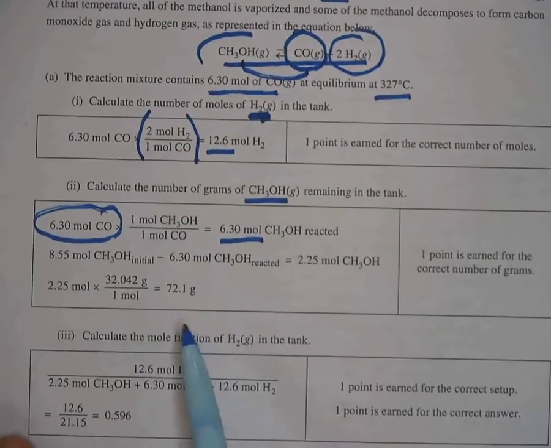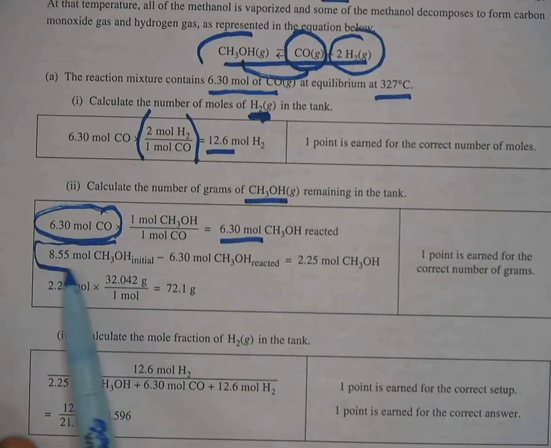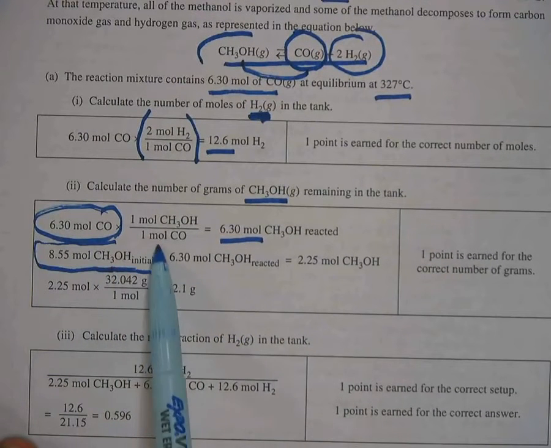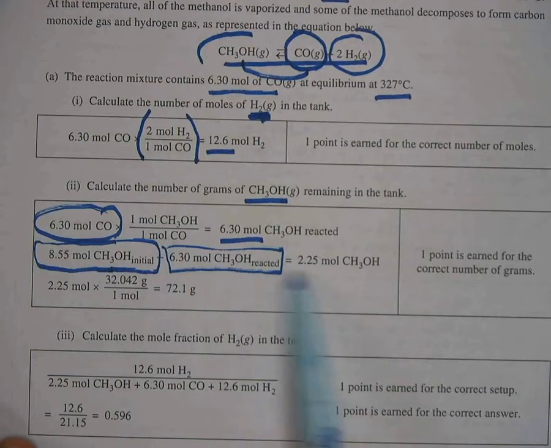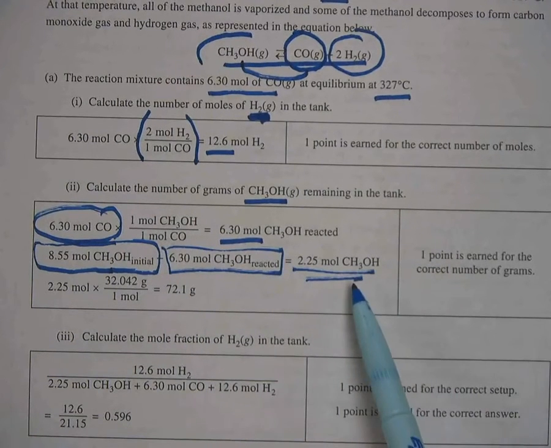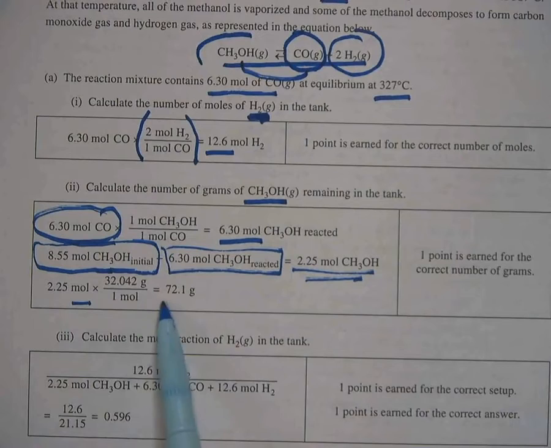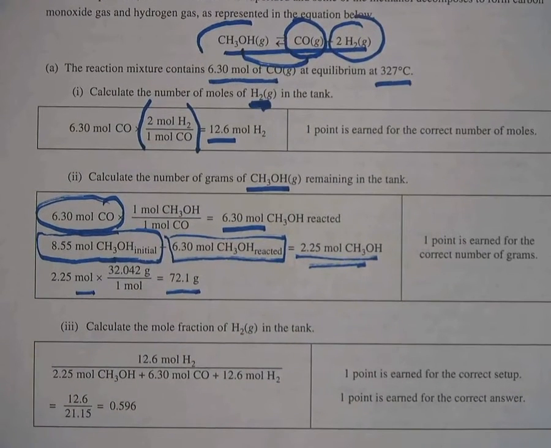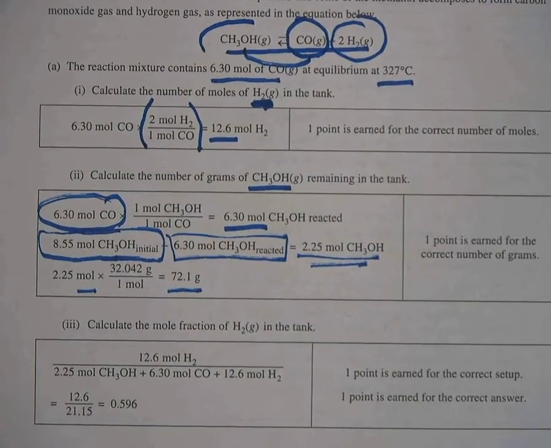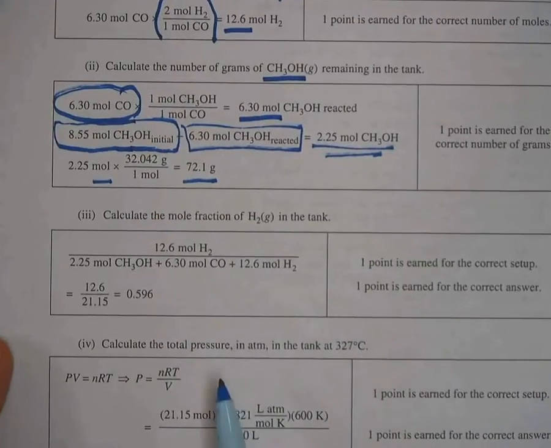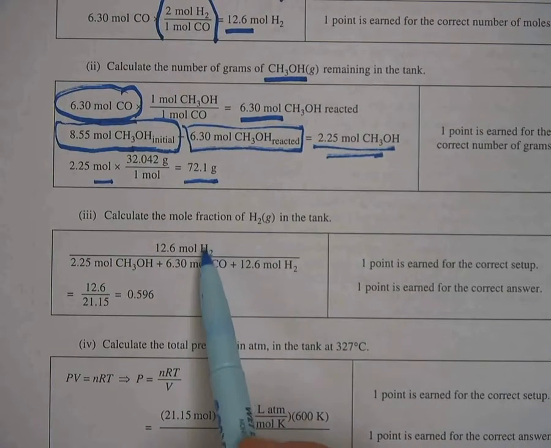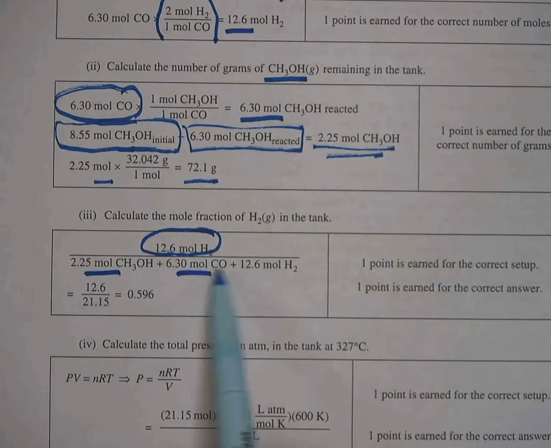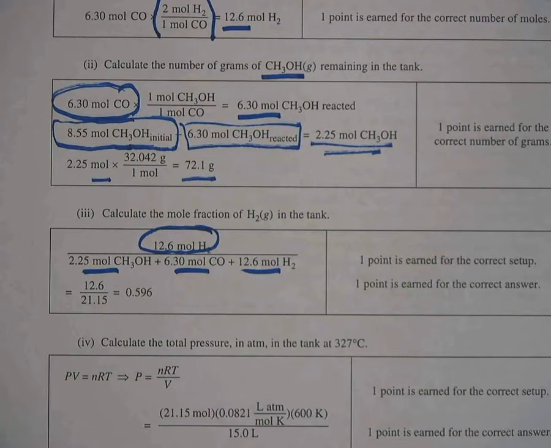And then this was the initial amount of CH3OH in there. So you subtract the amount that was reacted to find out how much is remaining in there, and then convert from moles to grams. So look, a nice little stoichiometry problem in there. Last one they say, what is the mole fraction? And remember, the mole fraction is part divided by whole. Well, you know the number of moles of hydrogen in there from part 1, and then you need to divide it by the total number of moles. So part divided by whole.